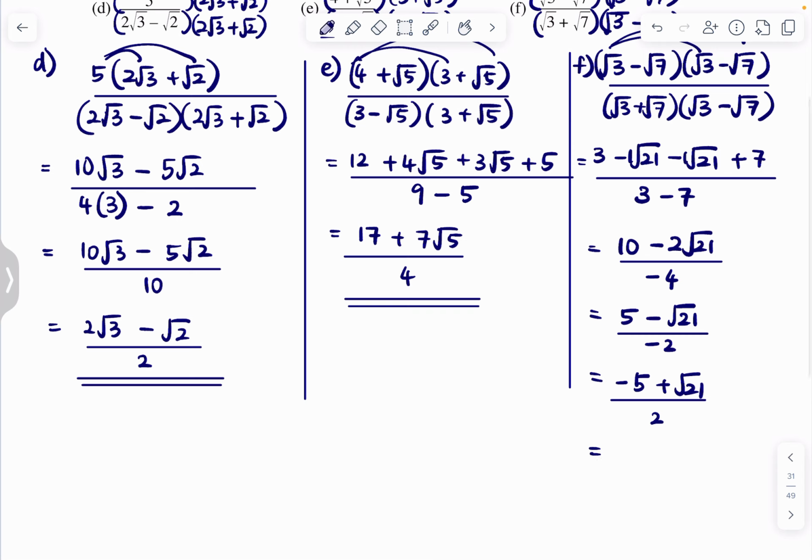Then to make it nicer, we can just rearrange. √21 we can bring forward, 5 we bring backward. So (√21 − 5) over 2. Usually most books will give you in this format. They don't like to keep negative in the denominator unless they have no choice. And they like to put the positive number in front. But to be honest, if you stop here, it's fair enough, you'll get full marks. No worries. That's it. Done.